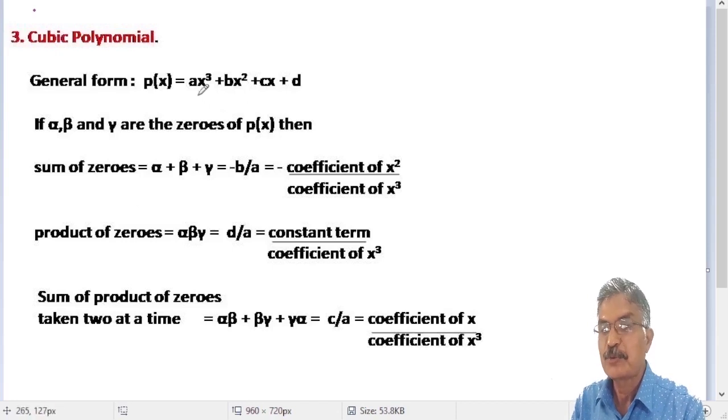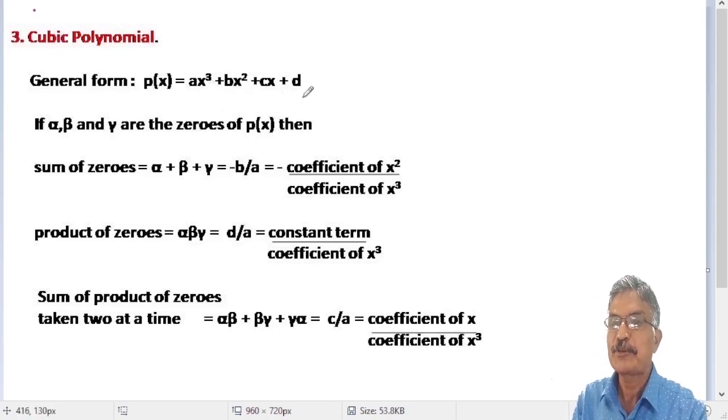Cubic polynomial. The general form of a cubic polynomial is ax cube plus bx square plus cx plus d, and a is not equal to 0. For a cubic polynomial, the number of zeros is 3, that is alpha, beta, and gamma, which are Greek letters, the zeros of p(x). Then the sum of the zeros, alpha plus beta plus gamma, is equal to minus b by a, same as in quadratic polynomials: minus of the coefficient of x square divided by the coefficient of x cube. The product of zeros, alpha beta gamma, is equal to minus d by a, where d is the constant term divided by the coefficient of x cube.